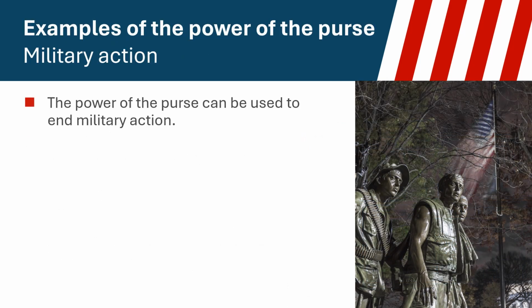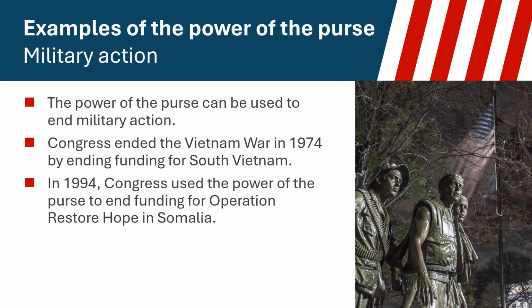The power of the purse can be used to bring to an end military action. For example, Congress ended the Vietnam War in 1974 by ending funding for South Vietnam. In 1994, Congress used the power of the purse to end funding for Operation Restore Hope in Somalia.